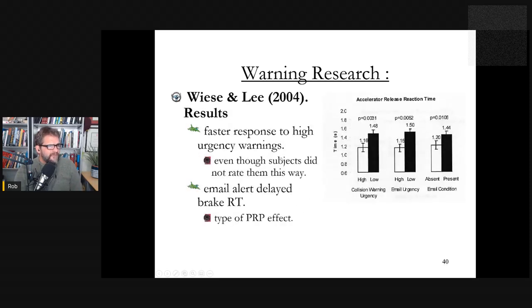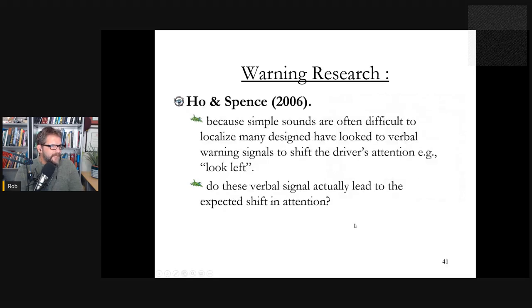So you get a faster response to a higher intensity warning. But what they found was evidence in support of that psychological refractory period effect. If the email warning came too close to the collision warning, you didn't detect it as well, and you had slower reaction time.